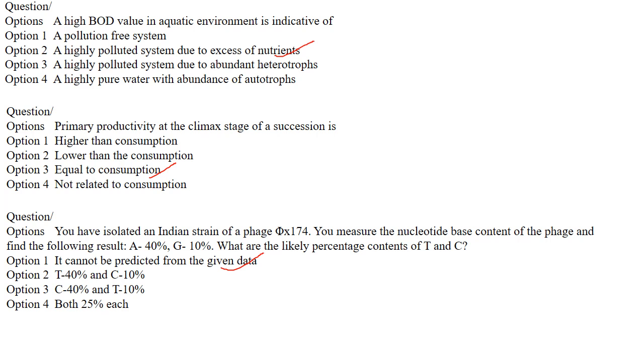Then you have isolated an Indian strain of phage, CSIR. You measure the nucleotide base content of the phage and find the following results. A is 40%, G is 10%. What are the likely percentage content of T and C? Now phage CSIR is having single-stranded DNA. So you cannot calculate how much T and C will be present from the given data, because single-stranded DNA doesn't follow the Chargaff rule. So answer is it cannot be predicted from the given data.